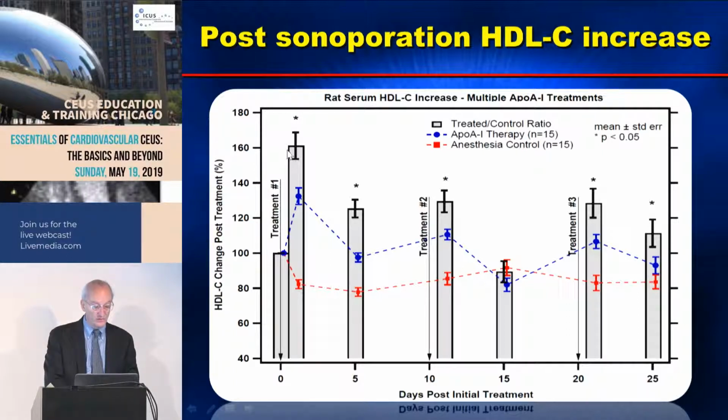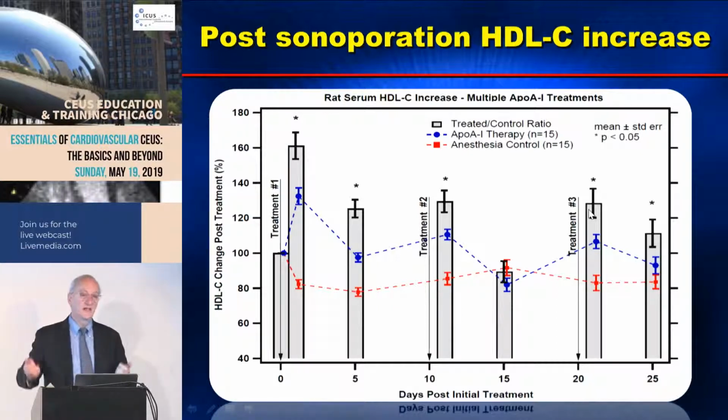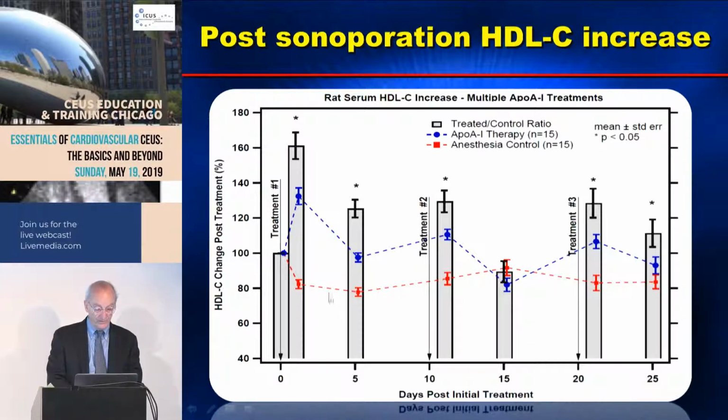Here was one injection. See the HDL bump up. Here's the next 10 days, and here's 20 days. So every time we re-injected the bubbles and the gene to raise the HDL, we were able to. And you can see the controls are red. They're always terrible. They're about 80% the normal because they're under stress.